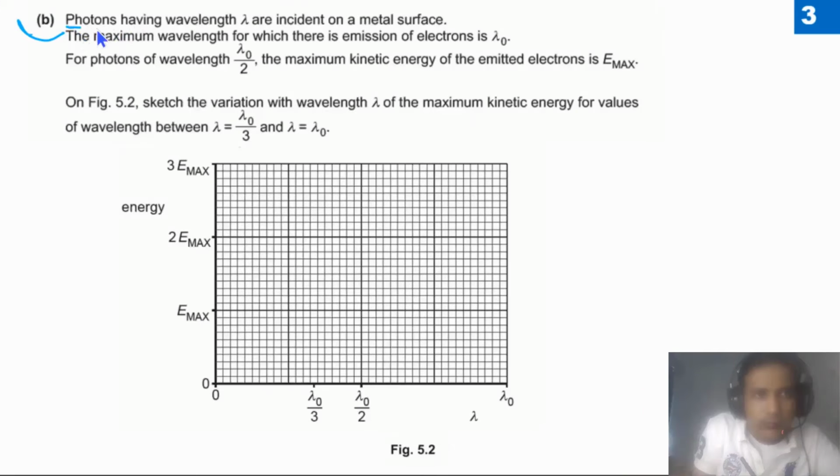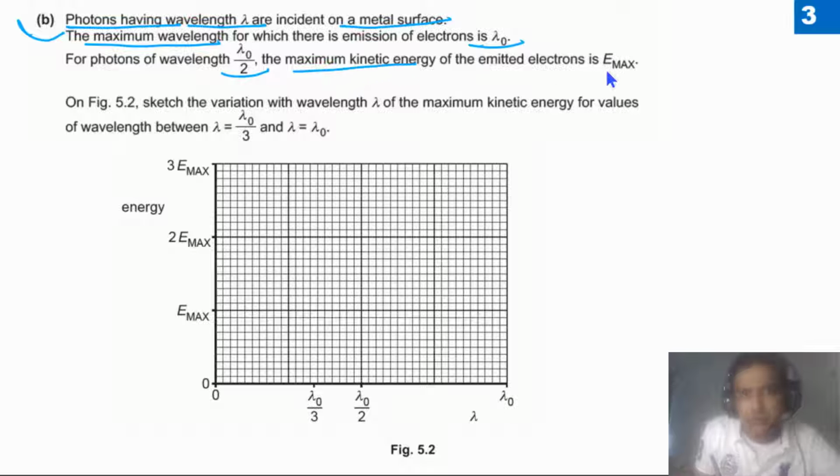Part B says photons having wavelength lambda are incident on a metal surface. The maximum wavelength for which there is emission of electrons is lambda naught. For photons of wavelength lambda naught by 2, the maximum kinetic energy of emitted electrons is Emax.